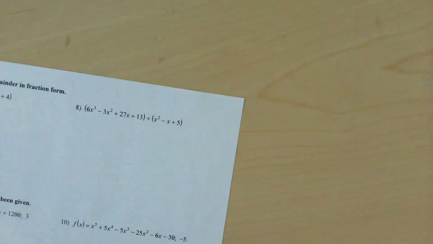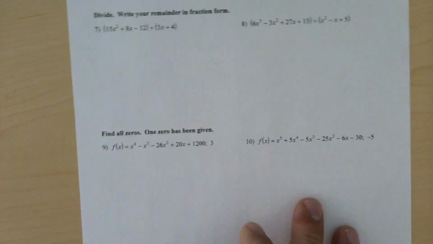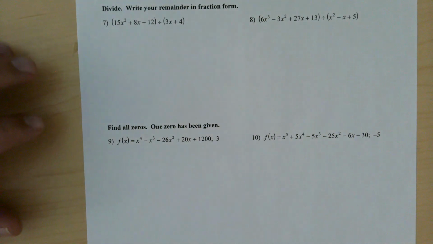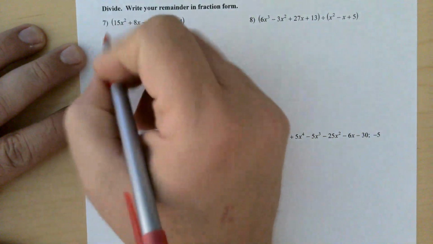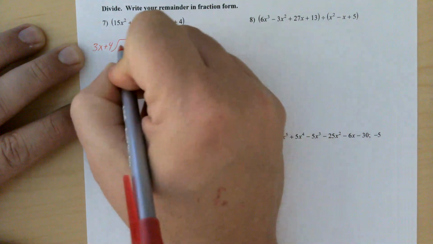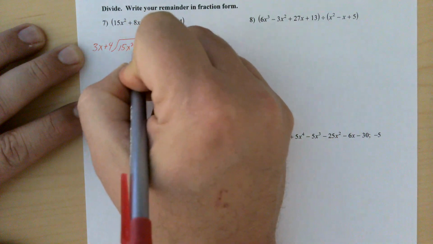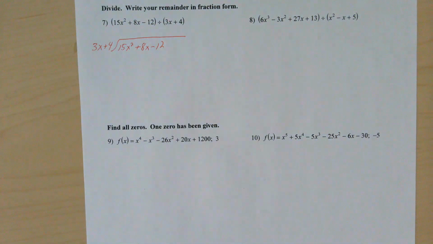Okay, one more page. This is just going to give you more practice on dividing. So expect a problem like number 7 on your test. We have to use long division. You cannot use the box for this problem because there's a 3 in front of your x. So I'm going to put a 3x plus 4 on the outside. I have 15x squared plus 8x minus 12. So this is going to be very similar to what you're going to see in your test.